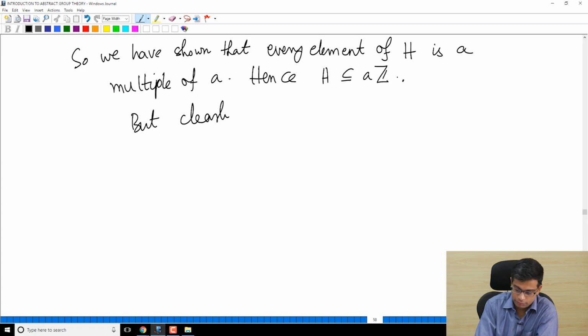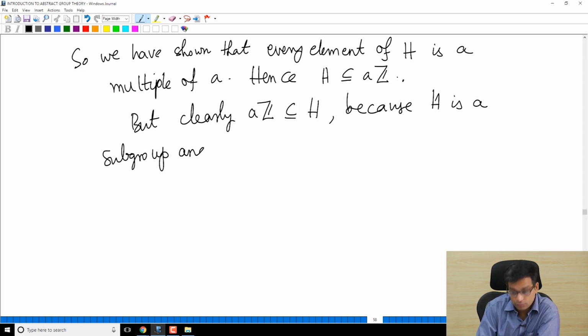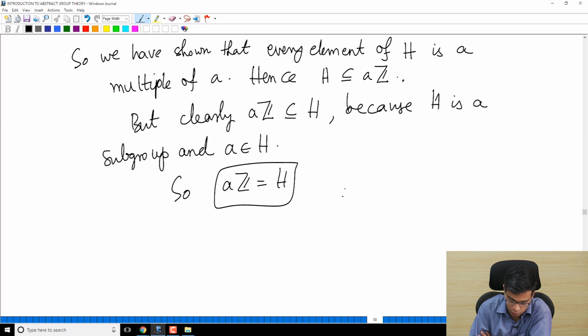But clearly AZ is also contained in H, for two reasons. H is a subgroup and A is in H, because remember A is the smallest positive integer that is in H. So twice A is in H, thrice A is in H, 100 times A is in H. All positive multiples of A are in H. Because A is in H, minus A is in H, and all positive multiples of minus A are in H. So the entire AZ is contained in H. So AZ equals H. Remember, that is what we are trying to prove. So this completes the proof.